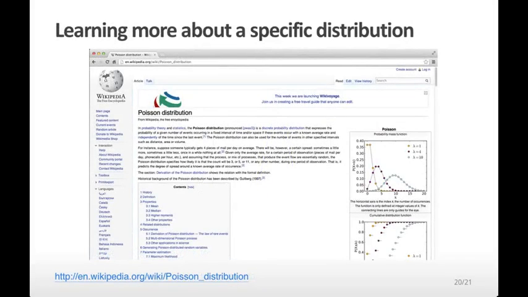If you want to learn more about specific distributions, you can go to Wikipedia and type those distributions' names into the search. Here's an example of the Poisson distribution. It shows you information about the distributions themselves, as well as information about their parameters, their means and variances, and other specifics that you might care to know.